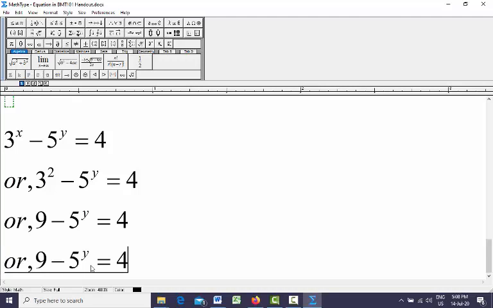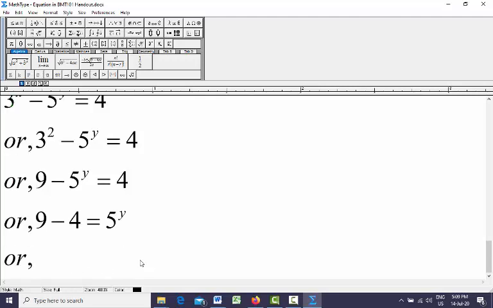So now what we have. If you move this one to the right hand side, this will be like this. And if you move this 4 to the left hand side, it will become negative, so that means minus 4. And if you move this one to the right hand side, this minus sign will become plus. So what we will have? Here we have 5, and on the right hand side we have 5 power y.